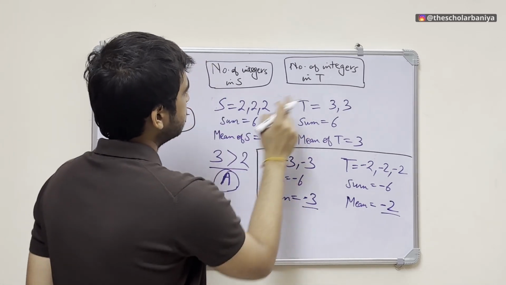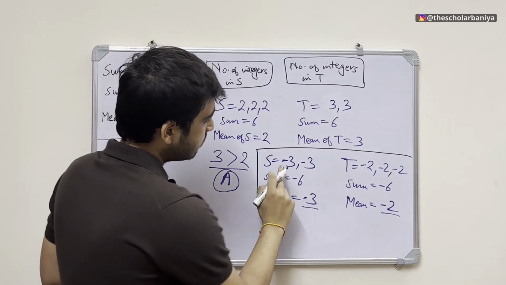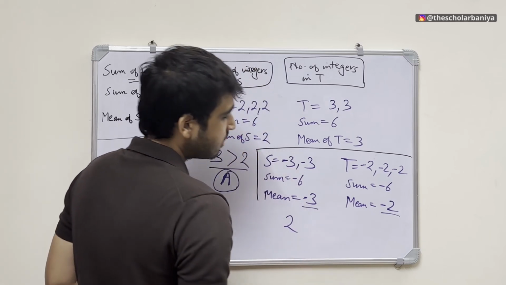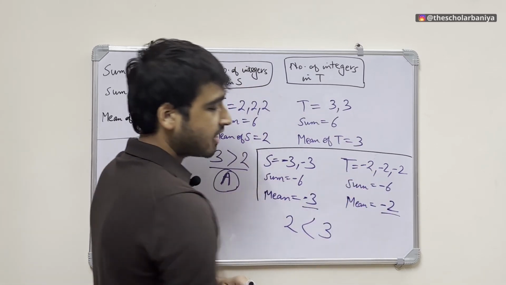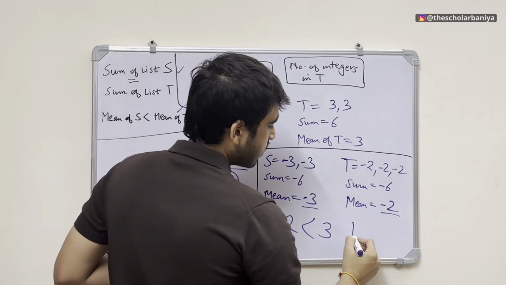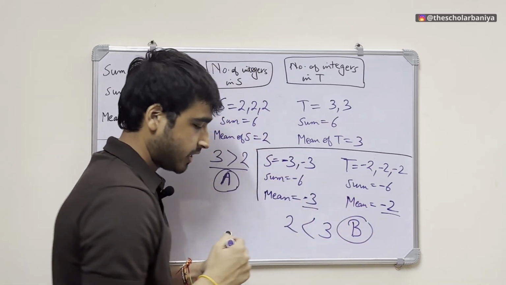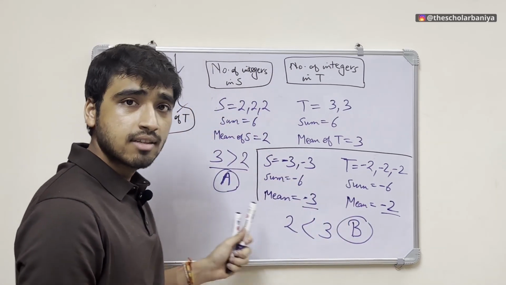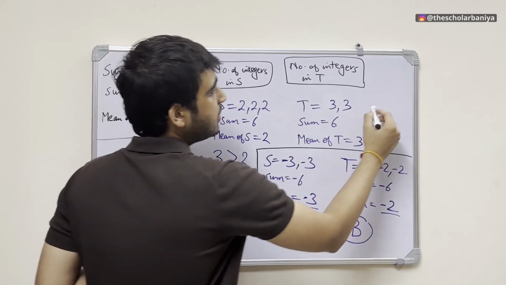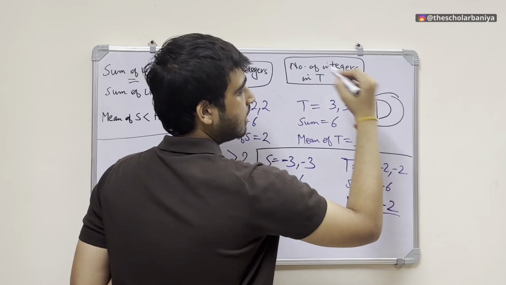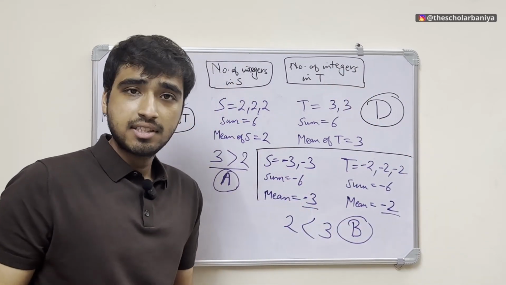Now we have to see this. The number of integers in S is 2. The number of integers in T is 3. So obviously 3 is greater than 2. So according to this, the answer should be B. So sometimes the answer is A, sometimes the answer is B. So we can conclude that the final answer will be D. I hope this is clear.